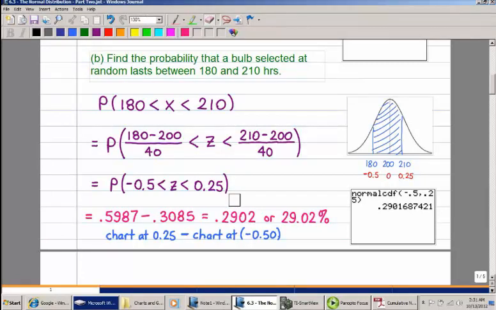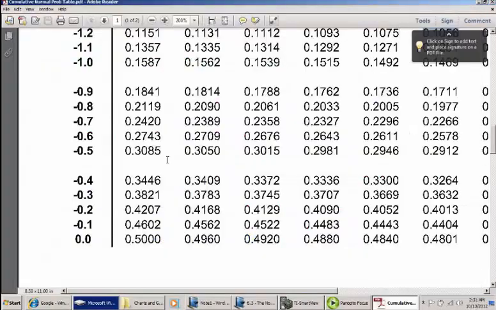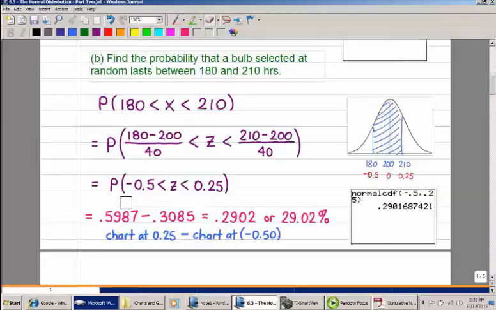So if you look up 0.25 on the chart, it's 0.5987. Then I'll go ahead and look up negative 0.50. Whenever the second number is a 0, the first column is your 0. So negative 0.5, and then that's the 0.00 column. So that's a value of 0.3085. So 0.5987 minus 0.3085 gives us 0.2902.